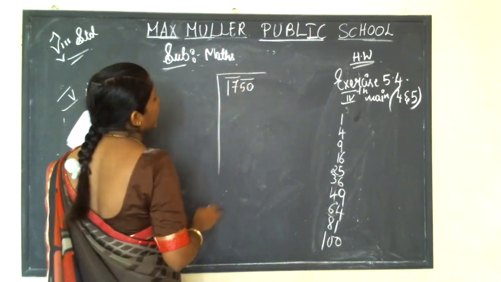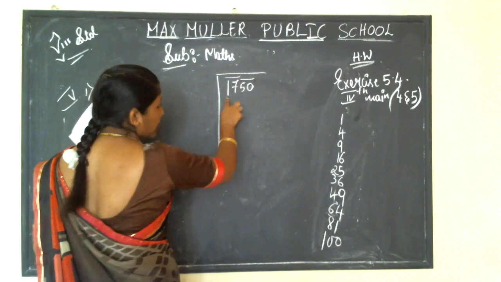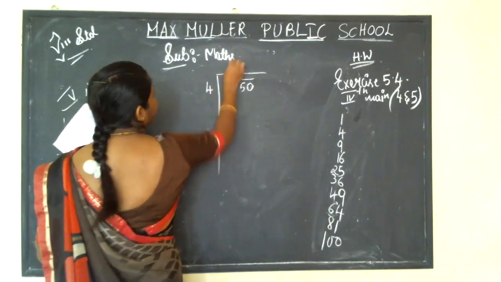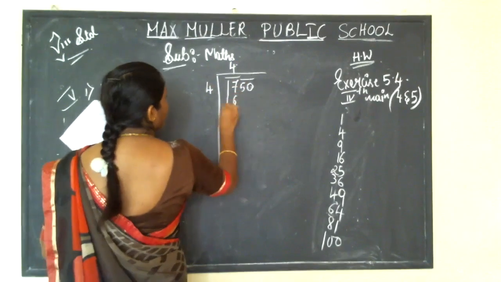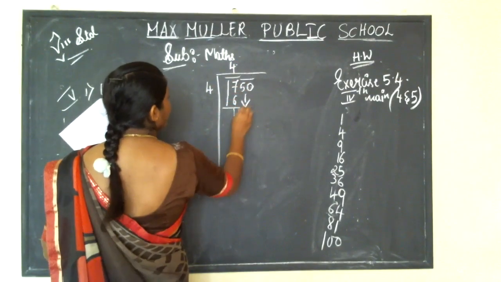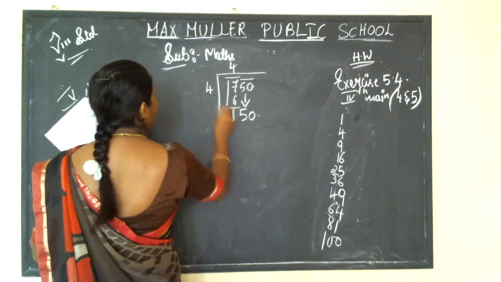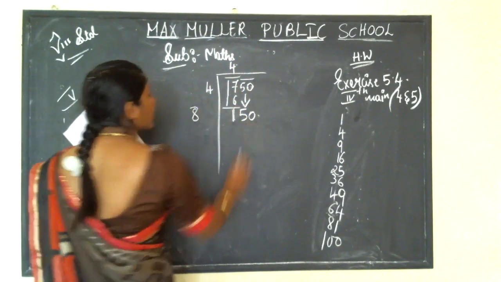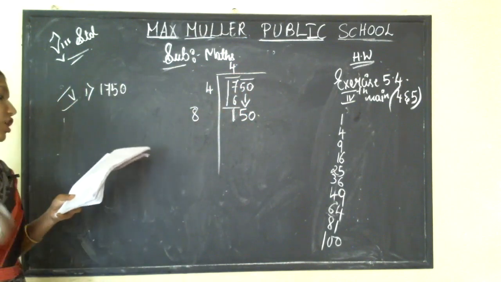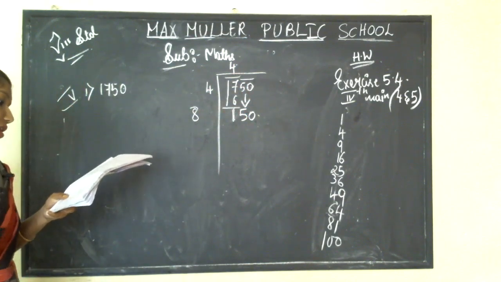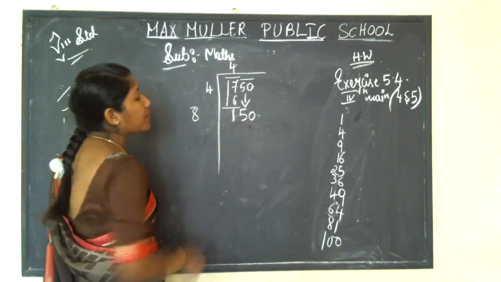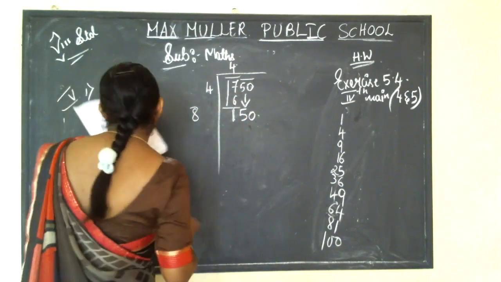Divide the number into groups. Here the number is 17, so 4 fours are 16, and 1 is left. Here 4 plus 4 becomes 8. Here the number is 0, so you have to go with the before number or the after number, that is 1. Let's see how much we will get.